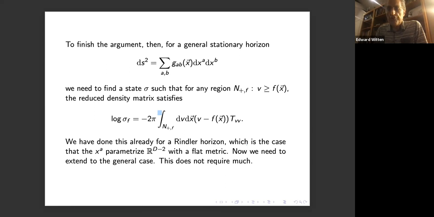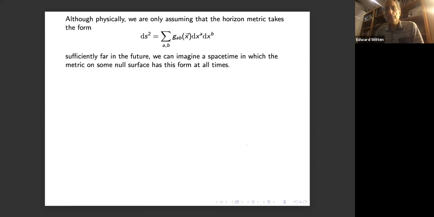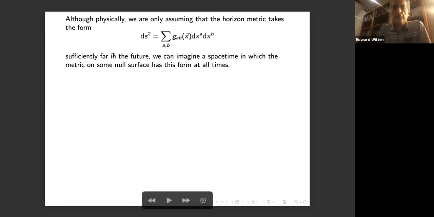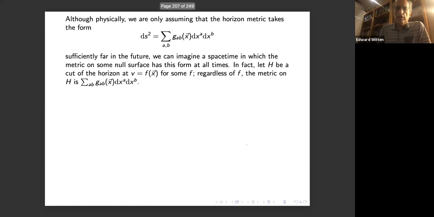Now we need to give the argument for the general case. Although physically, we're only assuming the horizon metric takes this form sufficiently far in the future, in the region where we're trying to prove the generalized second law, we can imagine a space-time in which the metric on some null surface has that form at all times. In fact, let H be a cut. We take our stationary horizon and consider a cut.